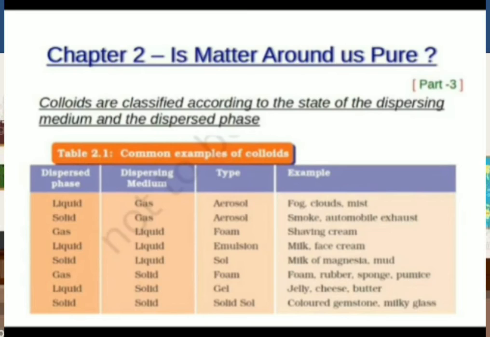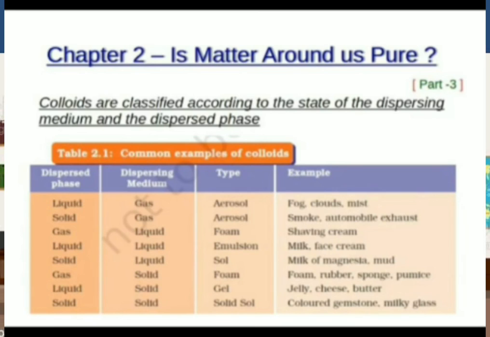Here the colloids are classified according to the state of the dispersing medium and dispersed phase. There are so many examples: fog, smoke, shaving cream, milk, foam, rubber, sponge. All are examples of colloids. Let's start. Liquid in gas and solid in gas is called aerosol. Examples: fog, cloud, mist. And gas in liquid and gas in solid is called foam. Examples: shaving cream, rubber, etc.